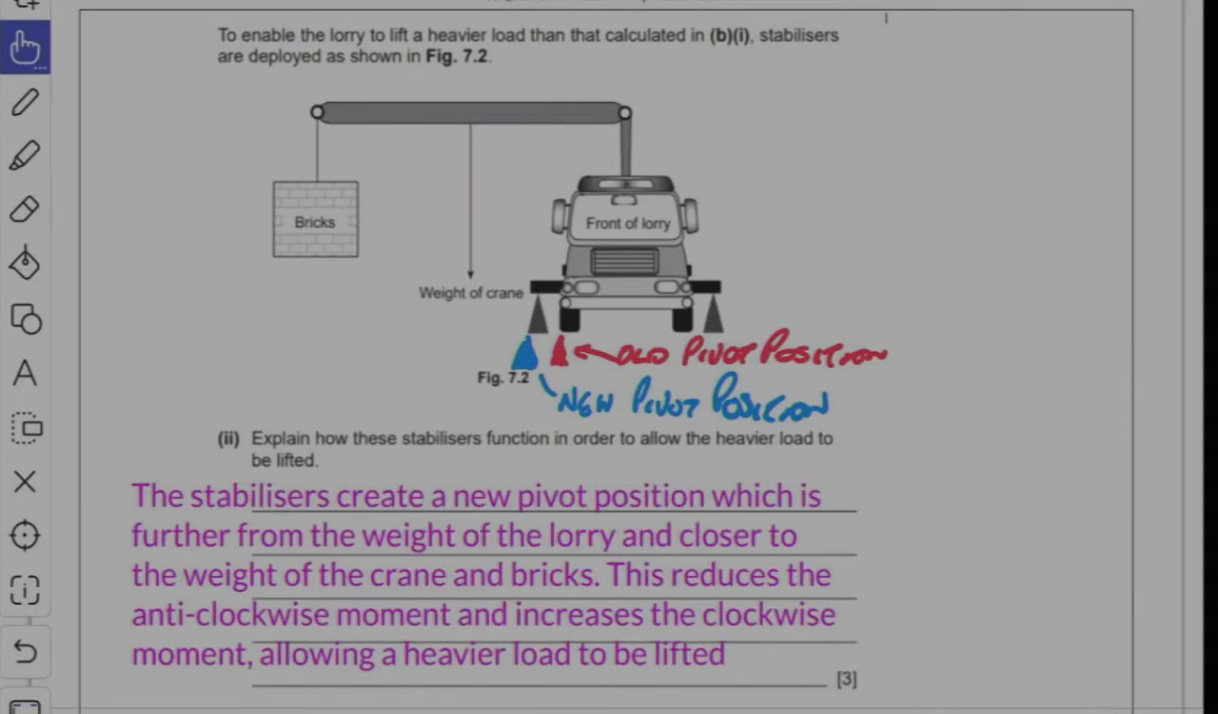So you want to make sure your statement covers all the bases. You're increasing the moment of the lorry, and you're simultaneously decreasing the moment created by the crane boom and the bricks. And so that change, and you want to specifically say that you're moving the pivot further from the center of gravity of the lorry and closer to the bricks and the crane boom. So something along those lines, trying to make sure that you've explained every aspect of it.